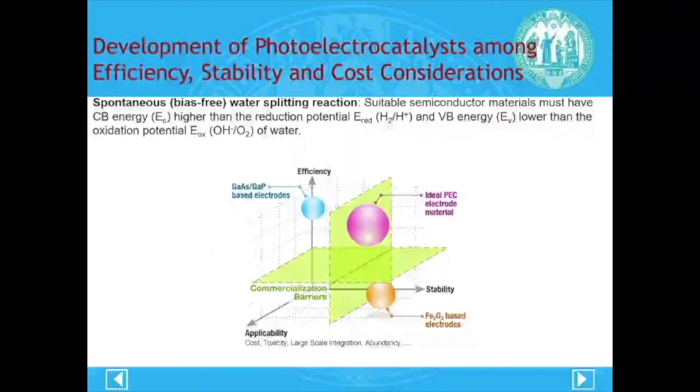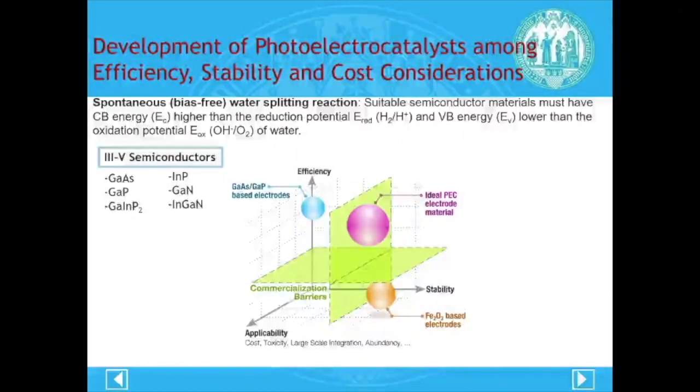And typically, the criteria is that the suitable semiconductor material must have a conduction band energy which is higher than the reduction potential of water. That means when you are looking at the H2/H+ pair, and the valence band energy should be lower than the oxidation potential of water. That means when you are oxidizing the OH radical or hydroxyl ions.